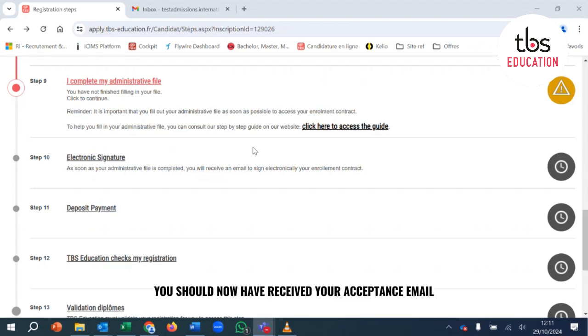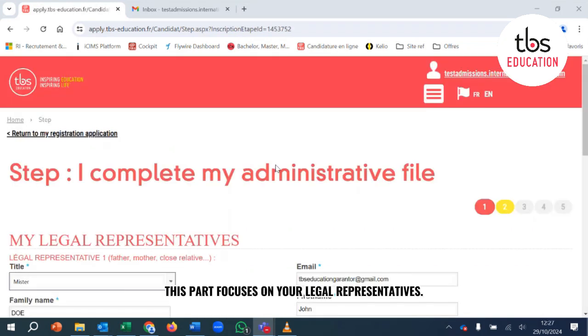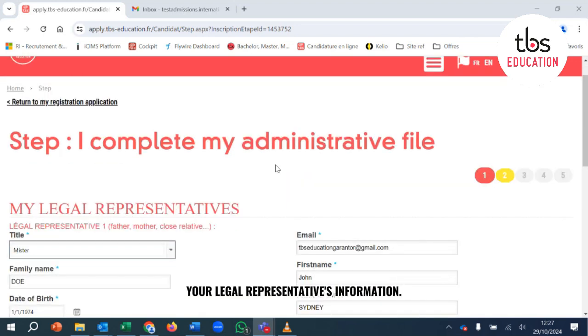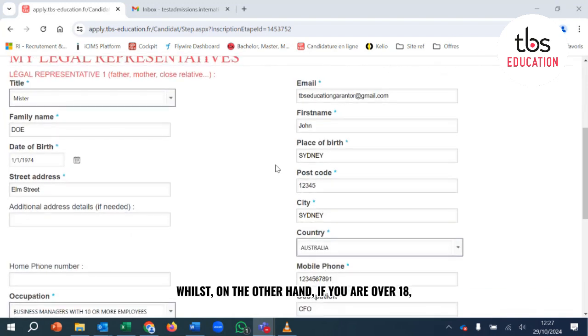Let's go. You should now have received your acceptance email, and you have access to step number 9. This part focuses on your legal representatives. If you are under 18, you would have to enter your legal representative's information, whilst, on the other hand, if you are over 18, you can write your personal information instead.